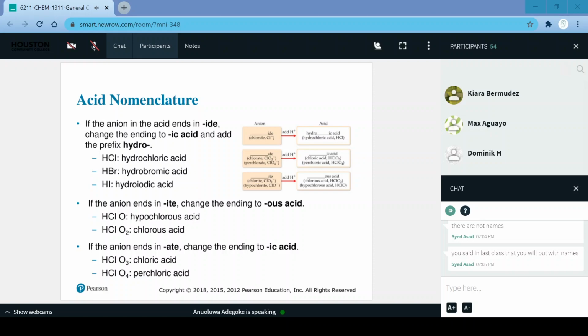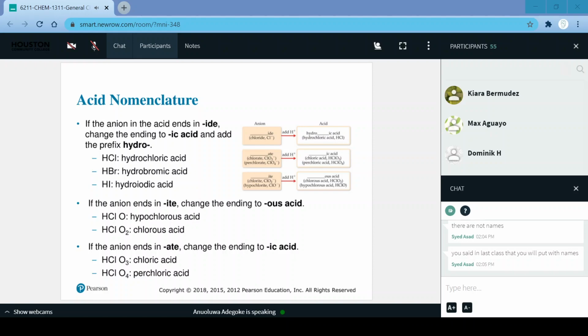So when we name an acid, when an H in the acid is combined with a single anion, we start with hydro. We start with hydro for that one. And if the H is combined with a polyatomic ion, then there's a different way by which we name it. For example, we name it based on the name of the polyatomic ion.